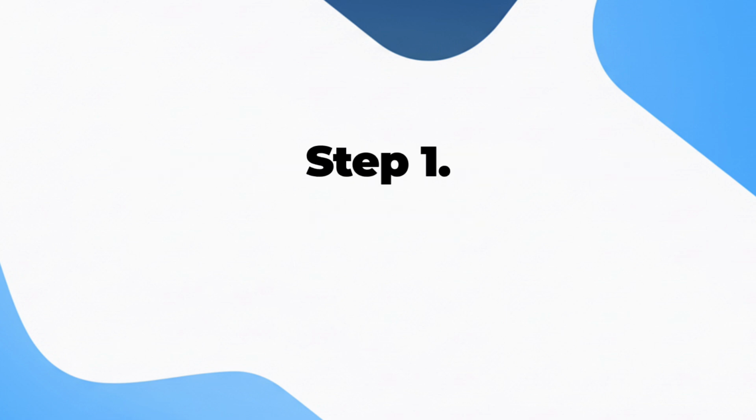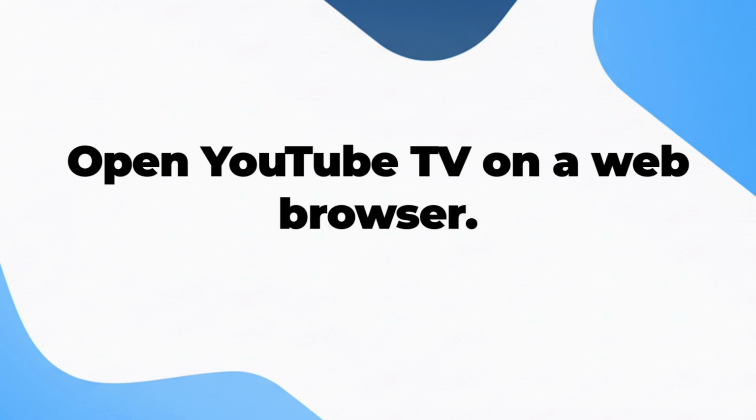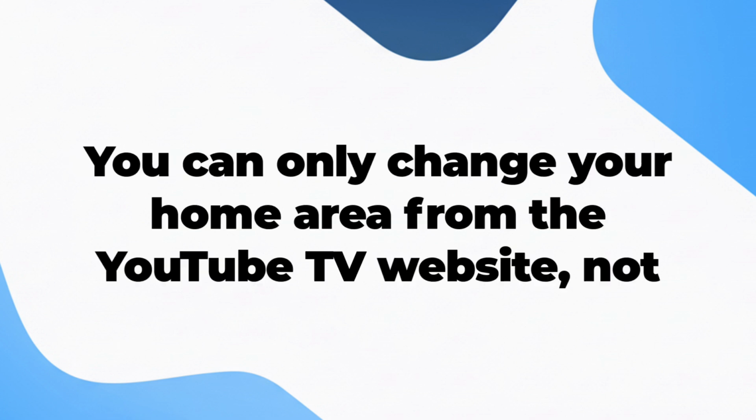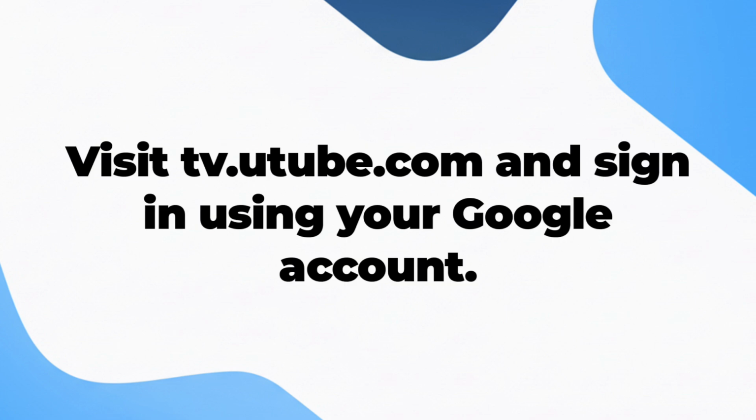Step 1. Open YouTube TV on a web browser. You can only change your home area from the YouTube TV website, not the mobile app. Visit tv.youtube.com and sign in using your Google account.